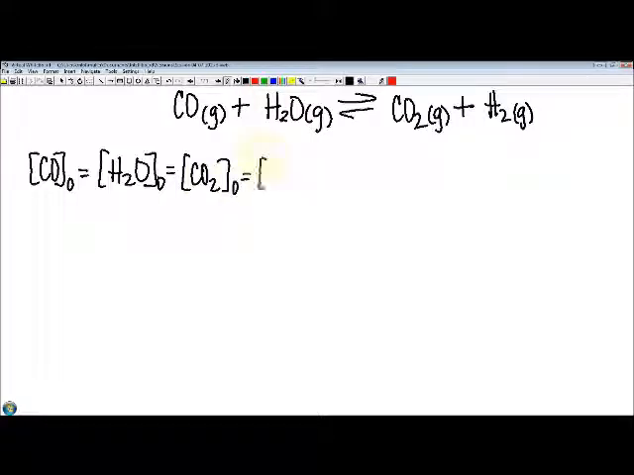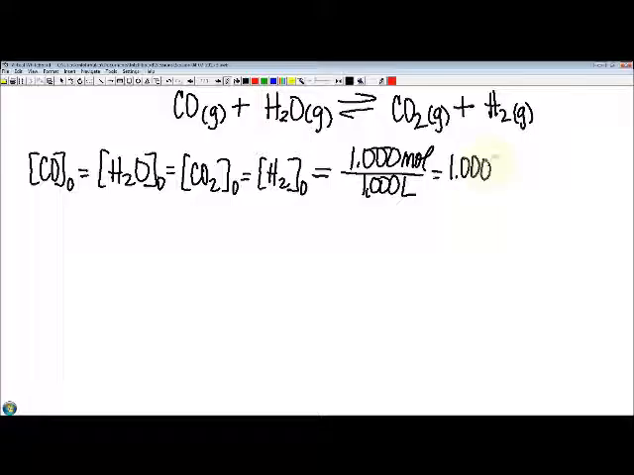Again, remember that if it has a little 0 at the bottom, that means initial concentration. To find the initial concentration, since all of them have 1 mole added to a 1 liter flask, all of them will have 1 mole per liter, or 1 molar concentrations for their initial concentrations. Once we know that, we're going to set up Q.